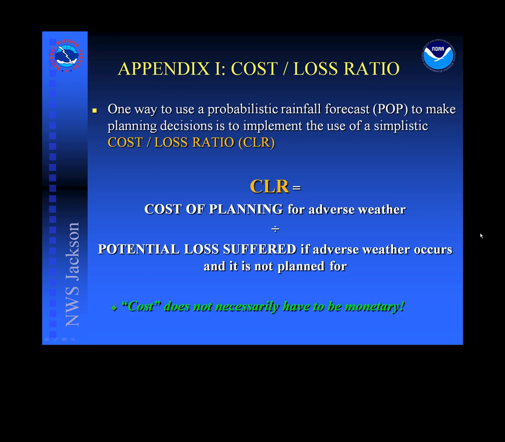So now on to the appendix, where I will attempt a more detailed explanation of the utility of the cost-to-loss ratio. Remember from the previous slide that a good way to use the probabilistic rainfall forecast to make planning decisions is to implement the cost-to-loss ratio, which mathematically equals the cost of planning for adverse weather divided by the potential loss suffered if adverse weather occurs and is not planned for. Remember that the cost does not necessarily have to be monetary.